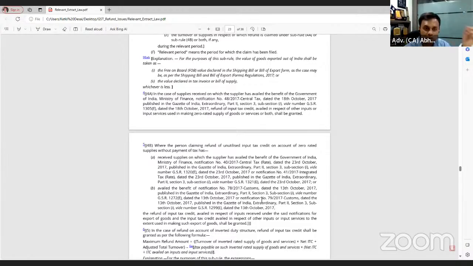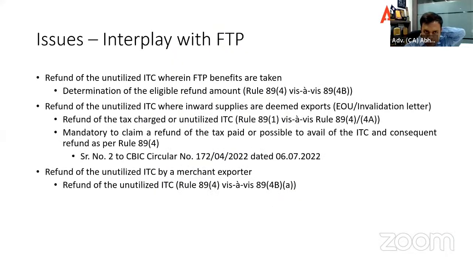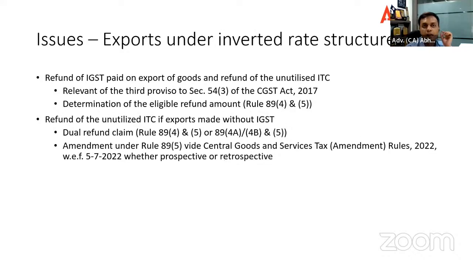Subrule 4, on the other hand, considers this as part of common credit and it goes into the formula. This is the formula by which the eligible refund amount stands determined. Again, what we discussed earlier in the context of 4B, clause B, in the context of advance authorization, and notifications 78 and 79, would again be equally applicable. To my mind, certainly a merchant exporter will be well within their rights to claim a refund also under sub-rule 4 of Rule 89 of the CGST Rules.